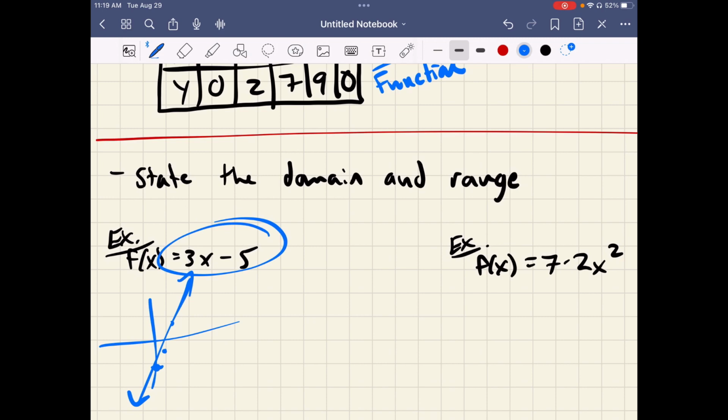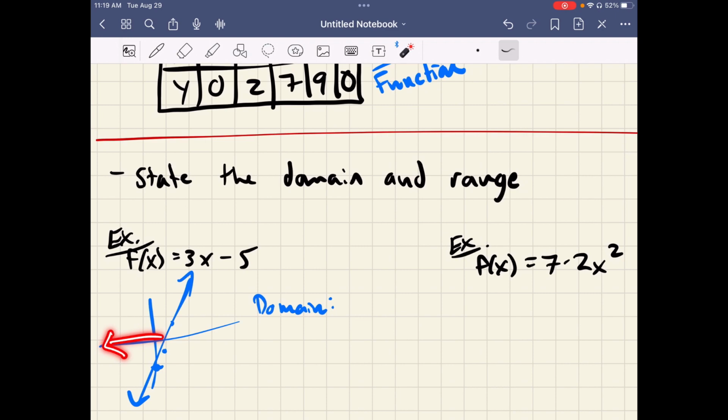Now, whether it's a steep one, a flat one, positive or negative, doesn't matter. I just know I'm going to get a straight line. So what I can say is my domain is going to be my x values. So I know that I can go to the left forever. I can go to the right forever, because if I keep going down, it also keeps going left as well. Okay, so in this case, my domain will be all real numbers, and then my range is the same thing, right?